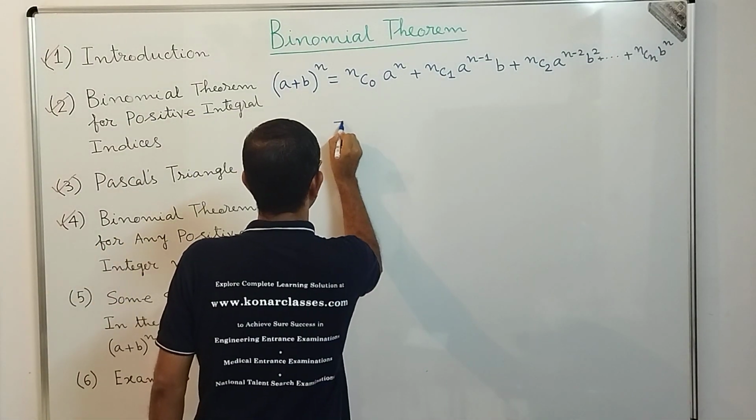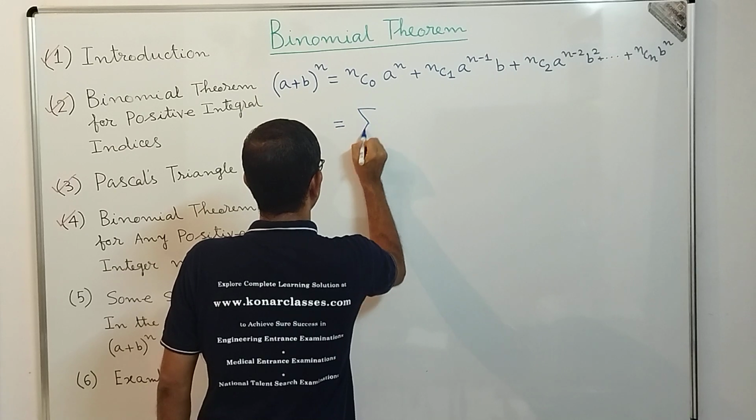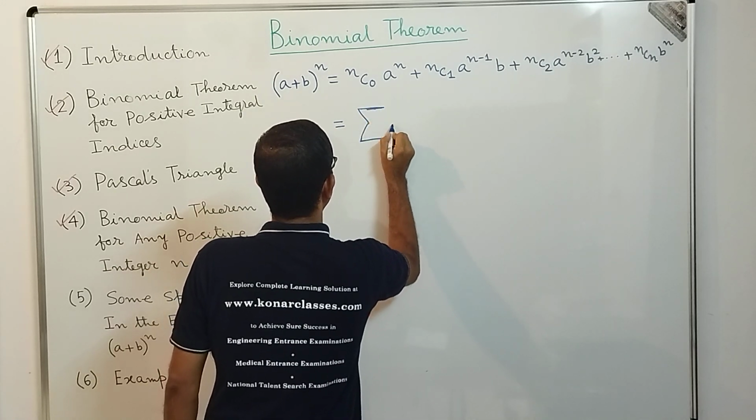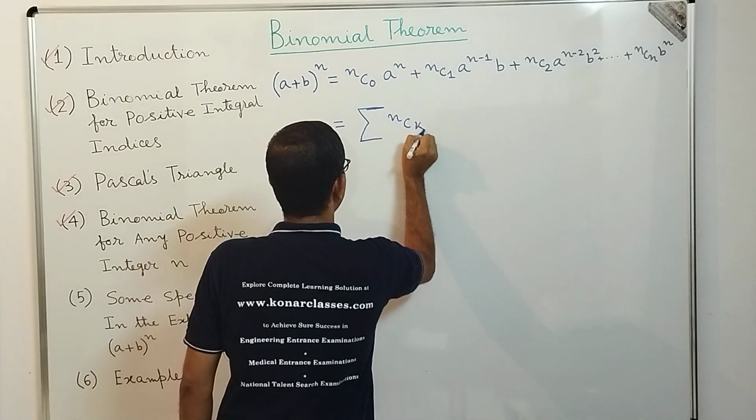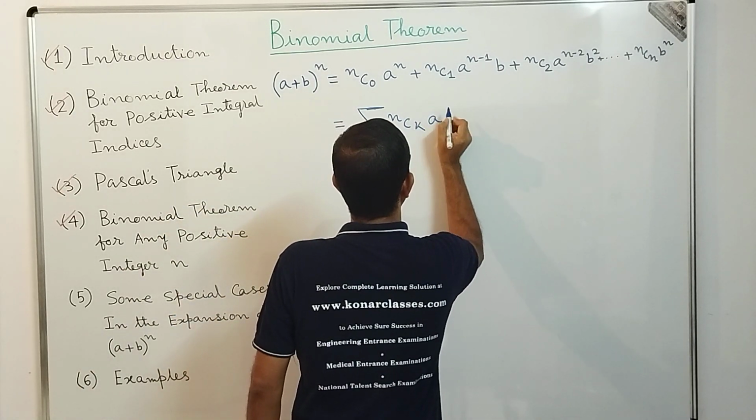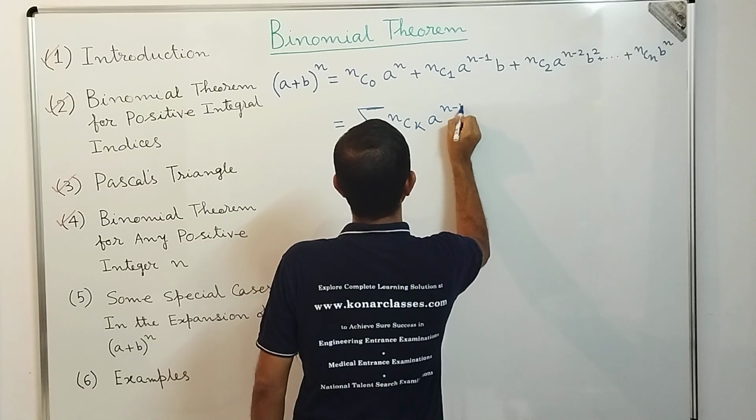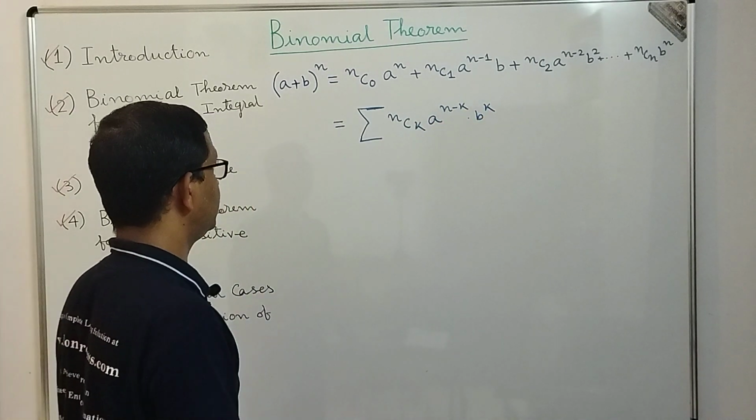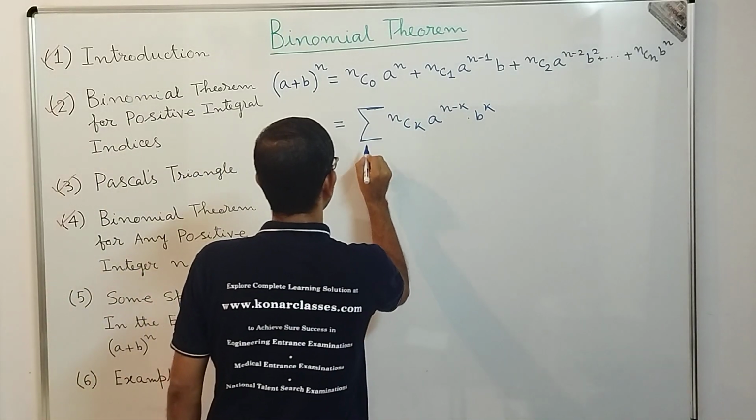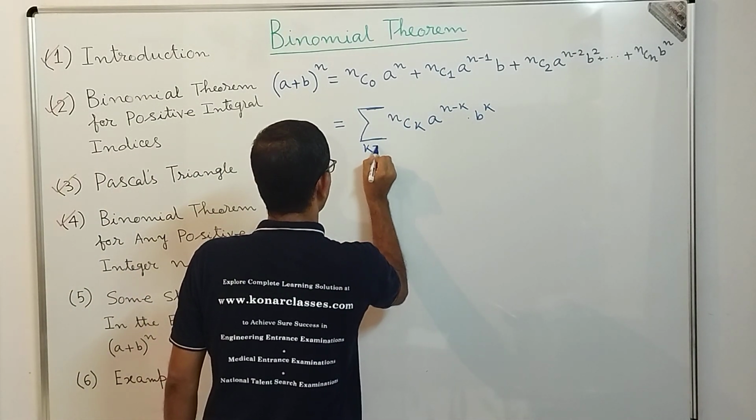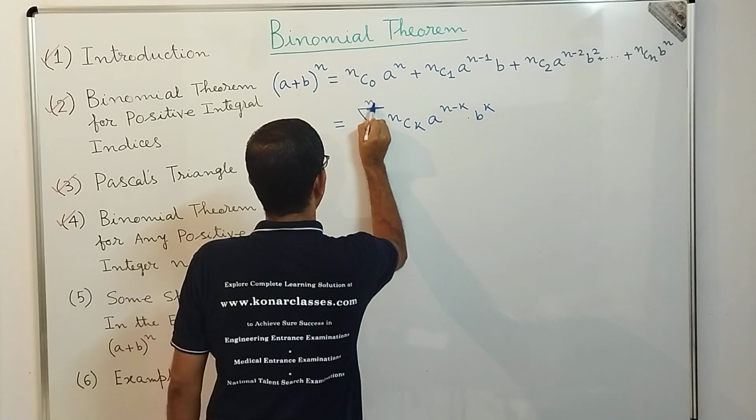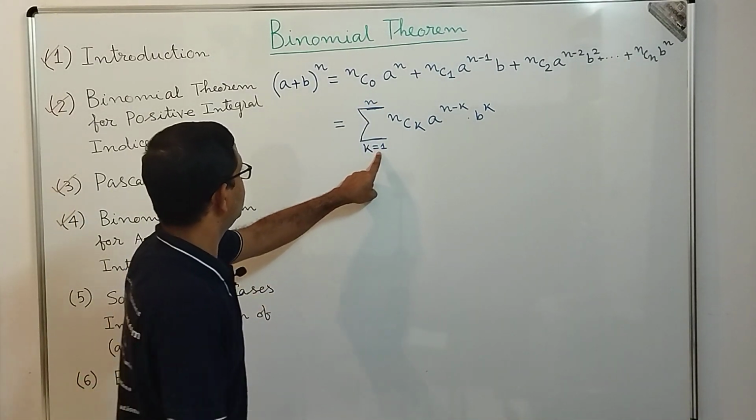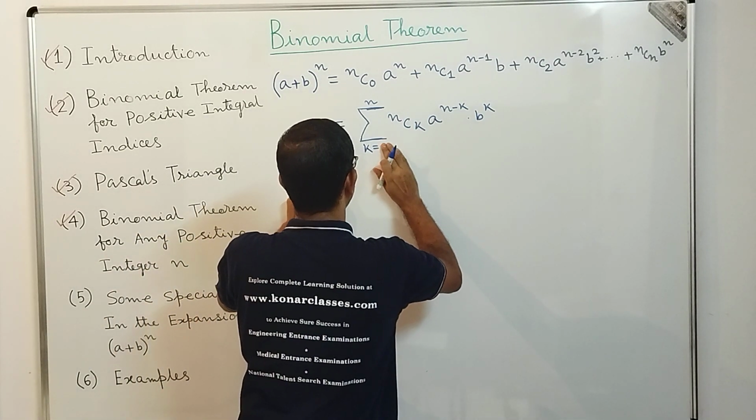and this entire sum we can write something like this. This is equal to, we can write the summation notation of nck a to the power n minus k into b to the power k, where k is equal to 1 to n, correct? So you apply k equal to, sorry, it should be k equal to 0.